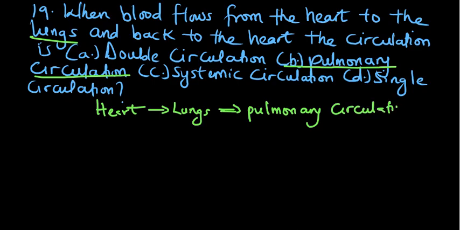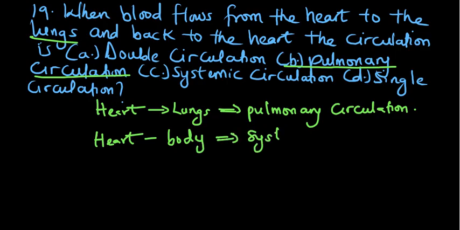So take note of all these things. You should note that whenever the blood is flowing from the heart to the lungs and then back to the heart. But now what happens when blood is flowing from the heart to the body? So the type of circulation there is called what? Systemic circulation. I told you earlier, when blood flows from heart to the lungs, we call it pulmonary, but when it is heart to body, it is called systemic circulation.